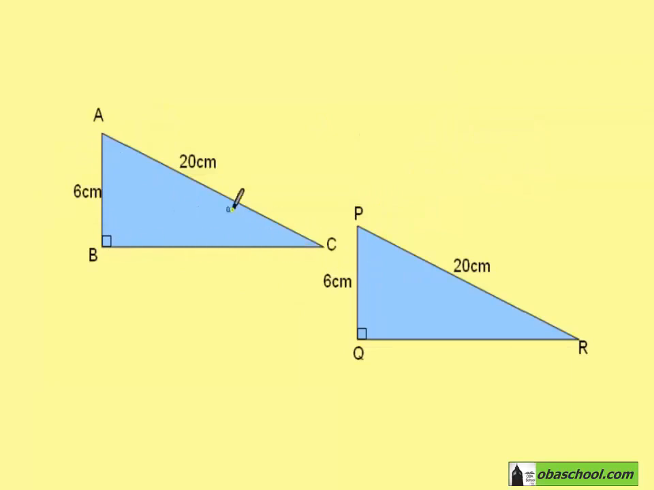Another situation in which we can say that two triangles are congruent is if both have a right angle, the hypotenuse is the same, and one of the shorter sides is also the same. We say it's congruent by RHS, right angle, hypotenuse, shorter side.